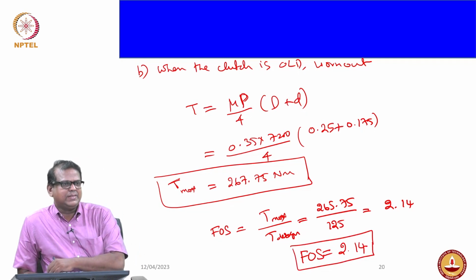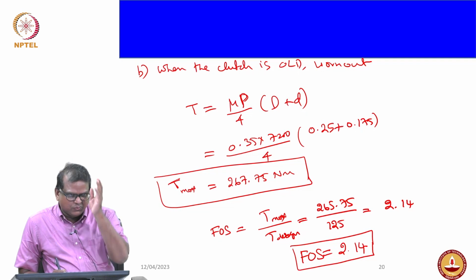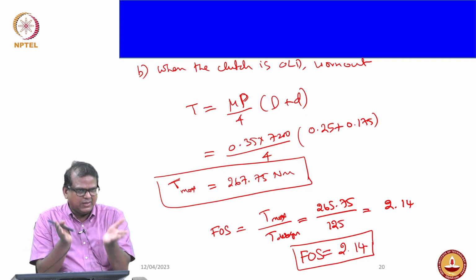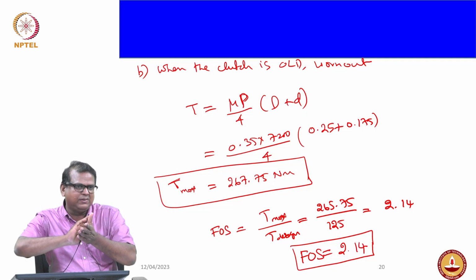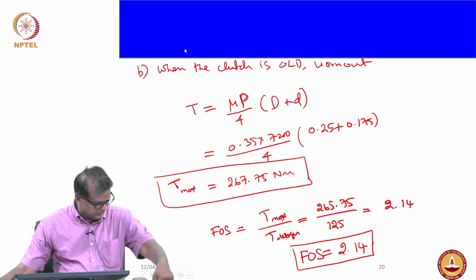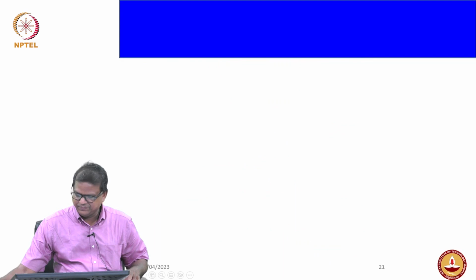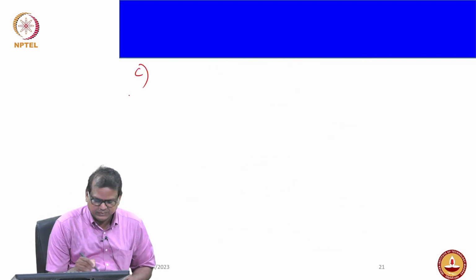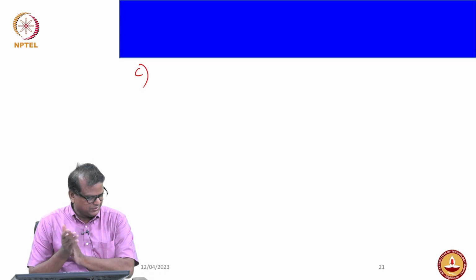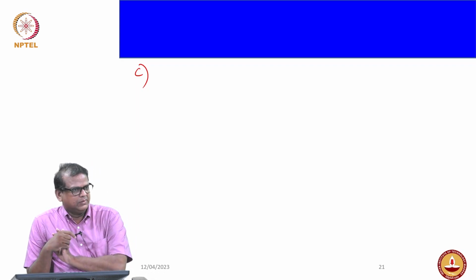So what is case number C? At what thickness is the clutch worn out so that it cannot perform? That means where the clutch will start to slip. That is what the question is, right? So how are you going to do that? What is the way to do that? Tell me please. Already I gave the information.